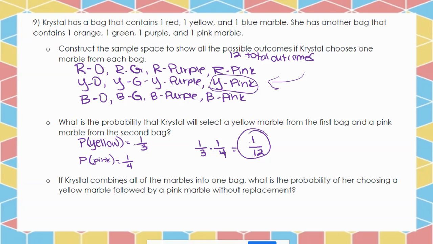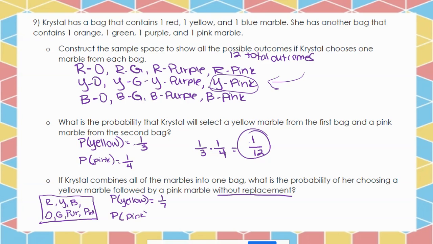The next one says if Crystal combines all of the marbles into one bag, so now instead of 2 bags, we have 1 bag, and that has red, yellow, blue, orange, green, purple, and pink. What is the probability of her choosing a yellow marble followed by a pink marble, this time without replacement? Well, now the probability of yellow is no longer 1/3 because now there is 1 yellow out of 7 marbles. Then, because we are not replacing it, there is now 1 yellow taken away.